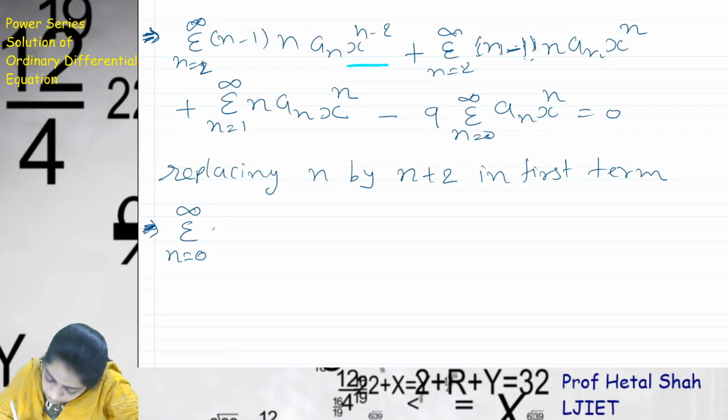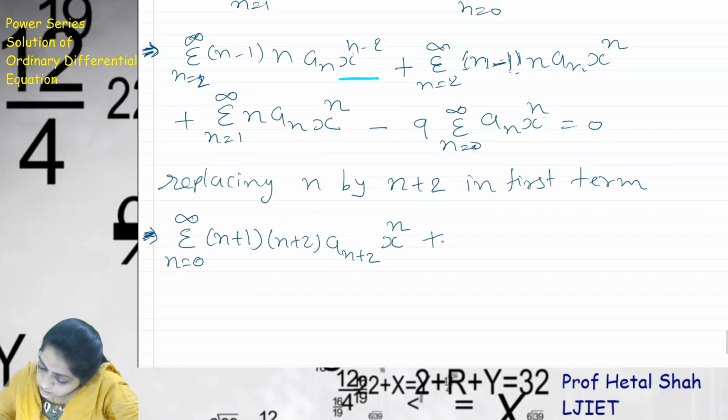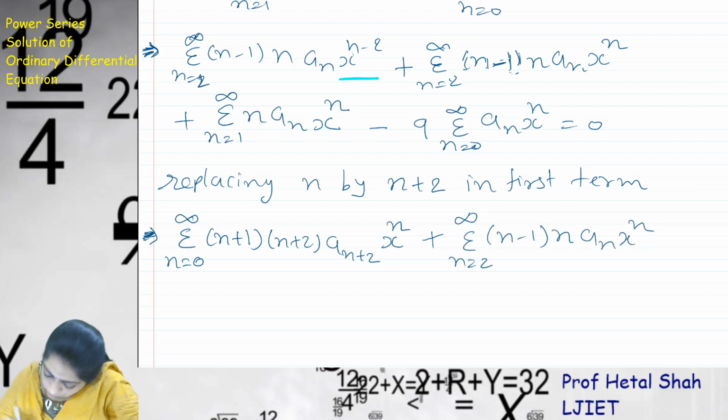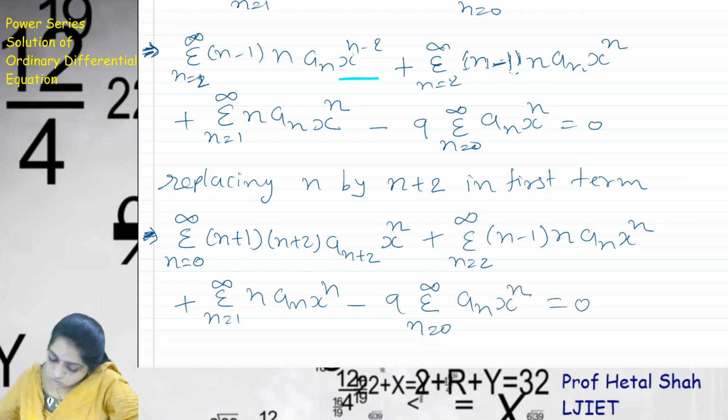After replacing n by n plus 2, we get n plus 1, n replaced by n plus 2, a_n replaced by a_(n+2), and the power of x is n, because we replace n by n plus 2, so n plus 2 minus 2 gives n. Then summation n from 2 to infinity, n minus 1, n, a_n x to the power n. In the remaining terms there will be no change, so the last term will be summation n from 0 to infinity a_n x to the power n is equal to 0.